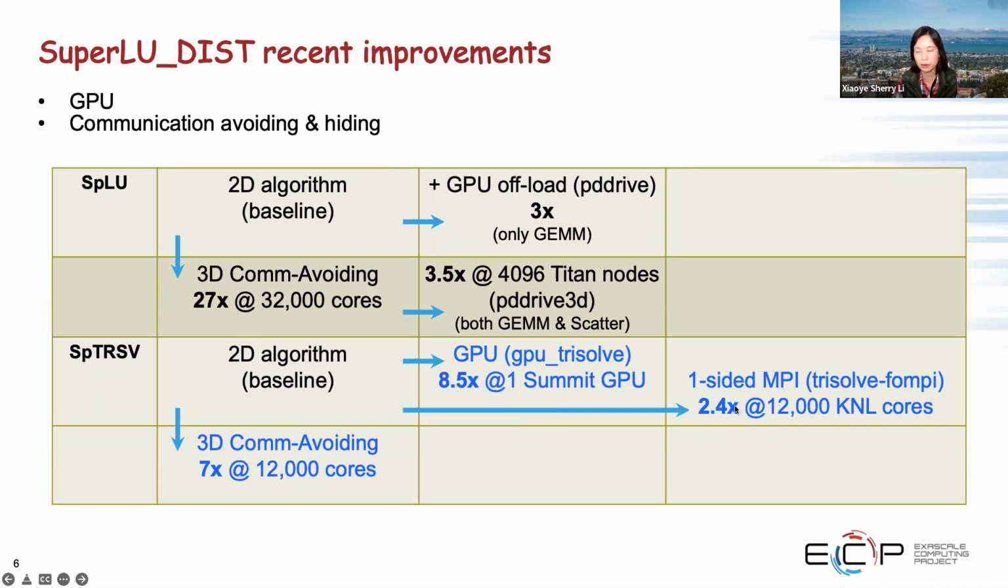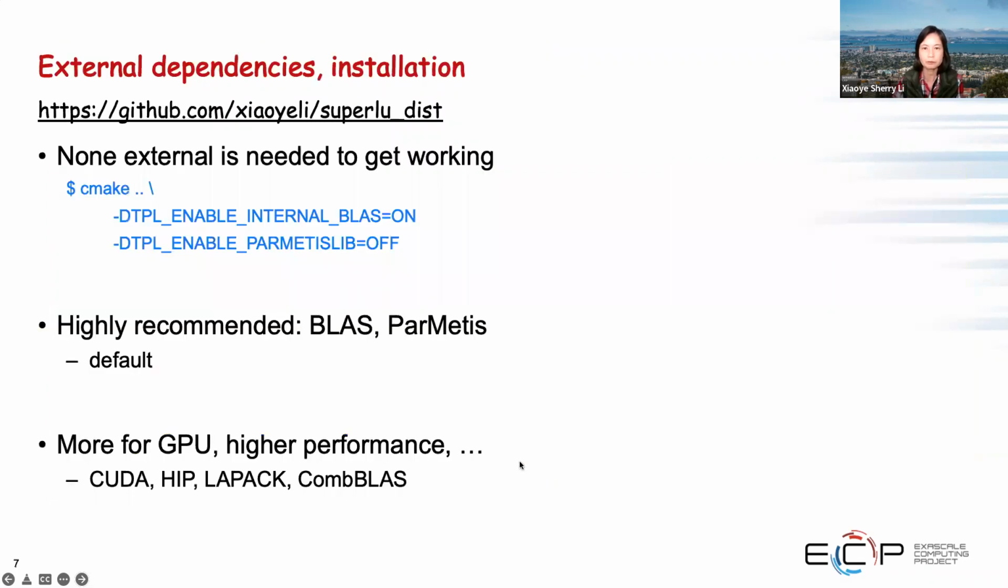And then we use one-sided communication to overlap the communication among different MPI processes and the CPU, and you get some speedup also.